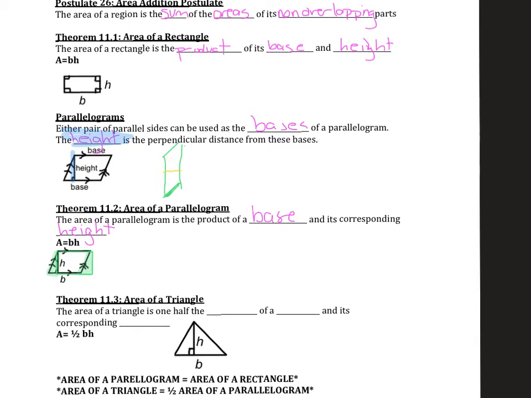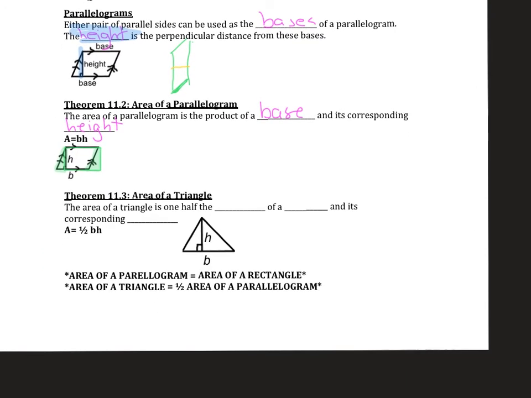For a triangle, and again, hopefully this one is a little bit of a review for you, the area of a triangle is 1/2 the product of a base and its corresponding height. So 1/2 base times height. And again, that works because if you take that triangle and flip it over and put it back on, it turns out to be a parallelogram, which is base times height. So a triangle is just half of that. So the area of a parallelogram is exactly the same as the area of a rectangle, base times height. The area of a triangle is half of the area of a parallelogram or a rectangle.